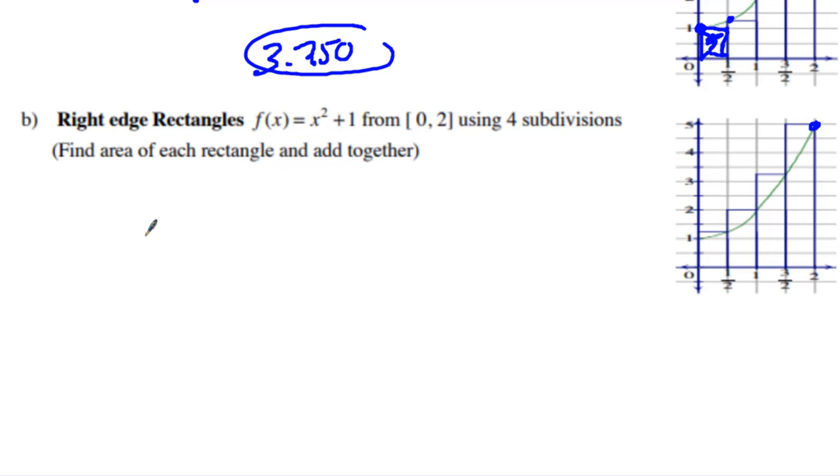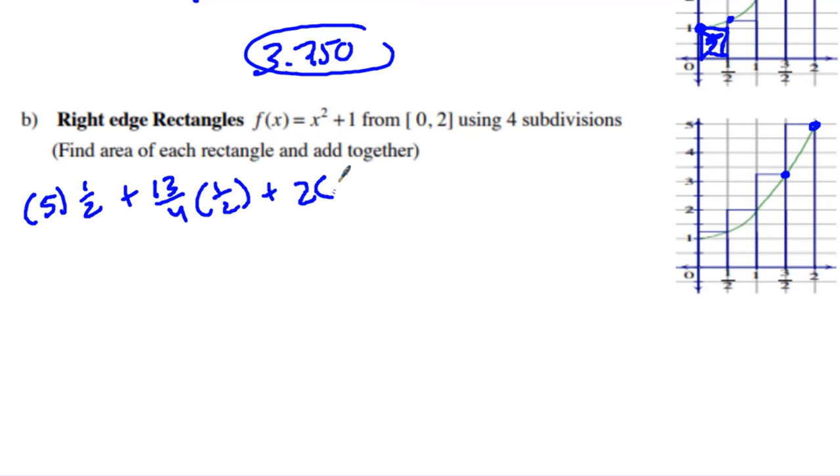And then for right-handed Riemann sums, we're taking the right-handed point. So obviously we're starting with 5, and that is going to be 1/2 unit. Plus, you can see right here, this next point is going to be this last point on the left-handed Riemann sums. That's 13/4 times 1/2. Plus the 2 times the 1/2, plus the 5/4 times the 1/2.